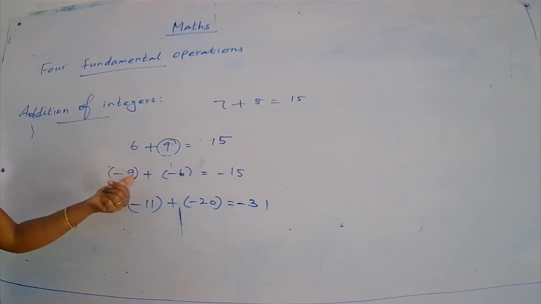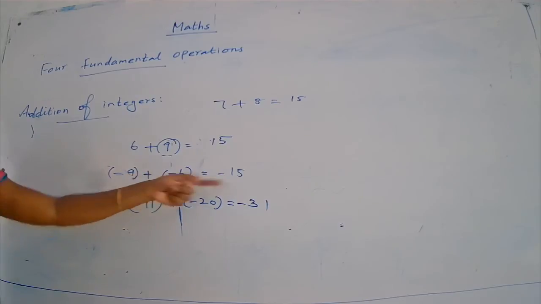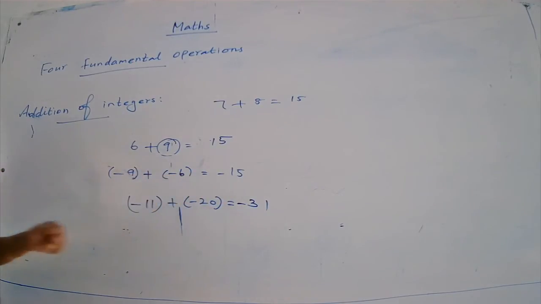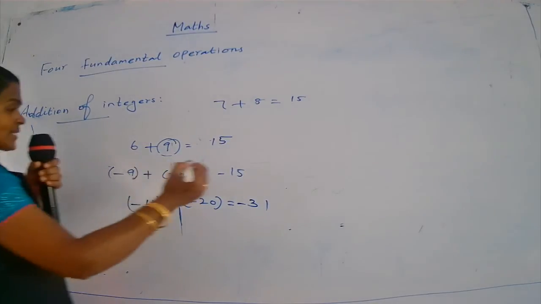So first you add the numbers. 9 plus 6 is equal to 15, and put the same sign. Okay. If the integers have the same sign, then when adding the two integers, you add both and then take their sign and put it. Okay? Okay children? Do you understand? Okay. Now you say the answer. One more example.